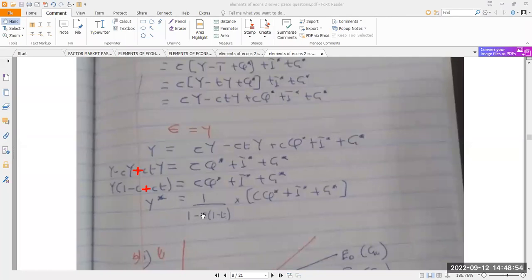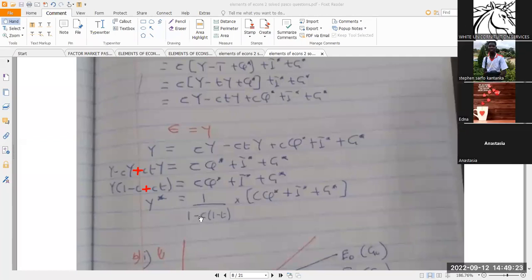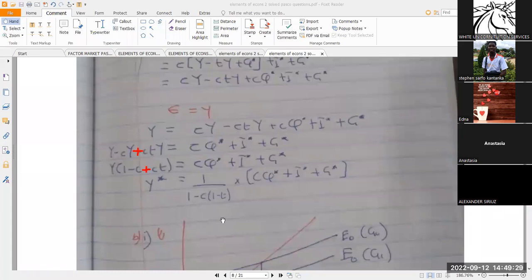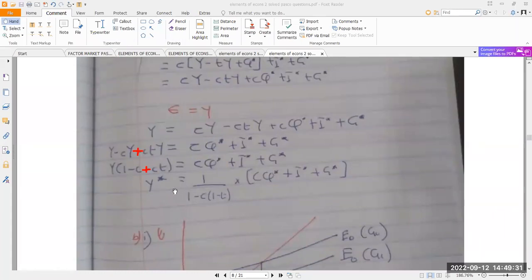Please, most of the time it's B that we use, but if the question is using C, please just use whatever was given in the question, okay? So Y star, which is our equilibrium income or the equilibrium income function, is giving us 1 over 1 minus C times 1 minus T times the autonomous component. So 1 over 1 minus C times 1 minus T is what we call the multiplier. This C is the marginal propensity to consume, and the T is the tax rate or the marginal tax rate. Okay, so that is the first part of the question.